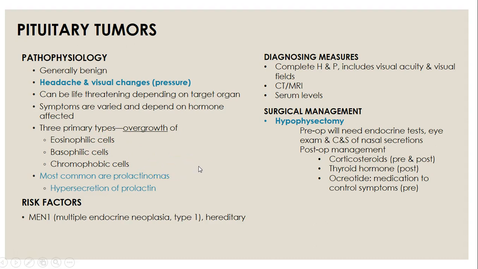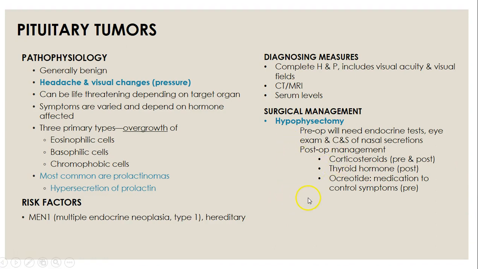Risk factors: hereditary is a big one, and also having the MEN1 gene. With diagnosing, it's going to be a matter of visual acuity, CT and MRI to look at the size and function of the thyroid, and also looking at serum levels. Obviously, if you have a tumor, the only way to deal with it is through surgical treatment, and the type of surgery is called a hypophysectomy.